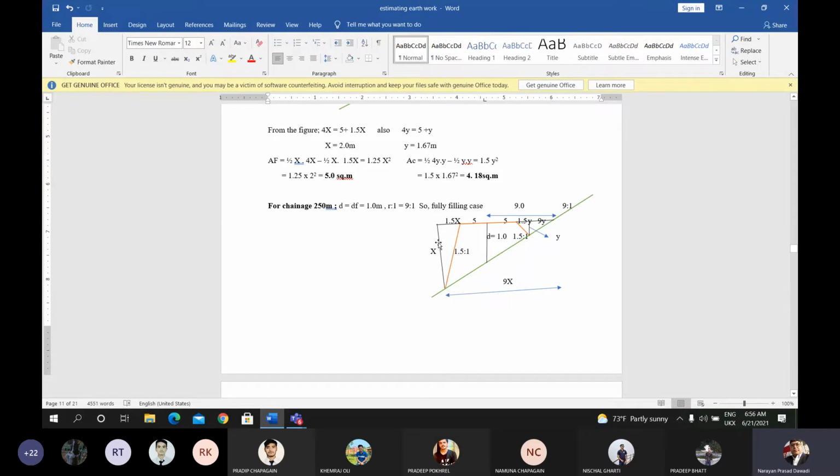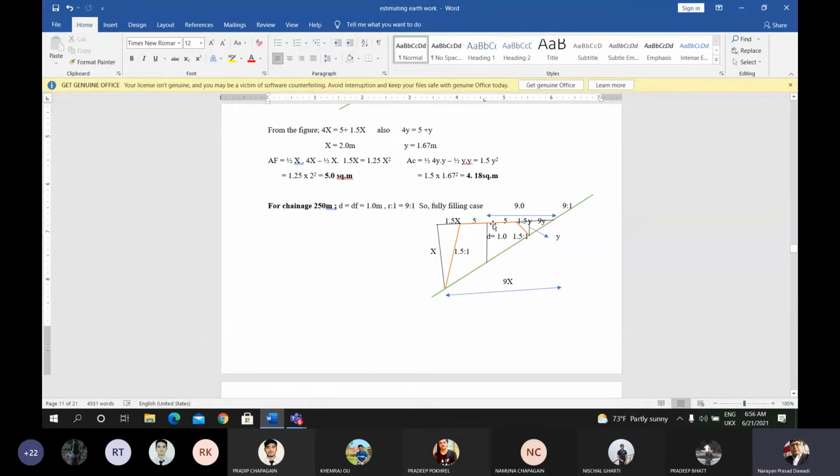You can prolong the line up to the through of this filling slope, and draw the perpendicular for both the cases. Let this particular distance be x, and for this small triangle the height will be y, and accordingly the slope 9:1. The right side base will be 9y, and the left side base will be 1.5y, because this is the slope of the filling.